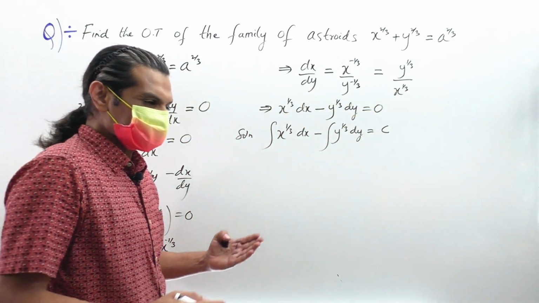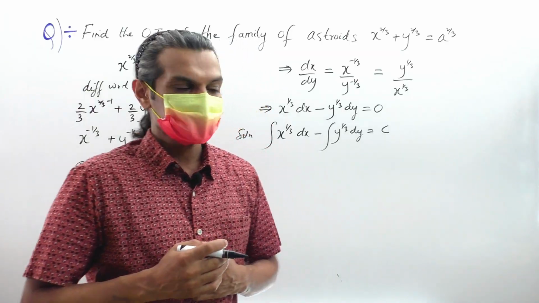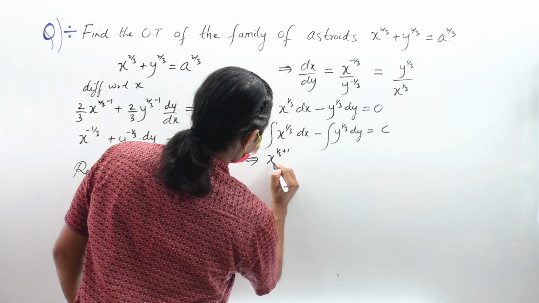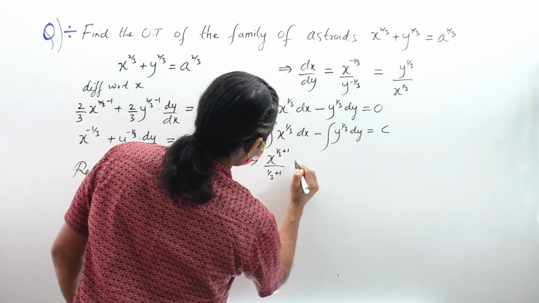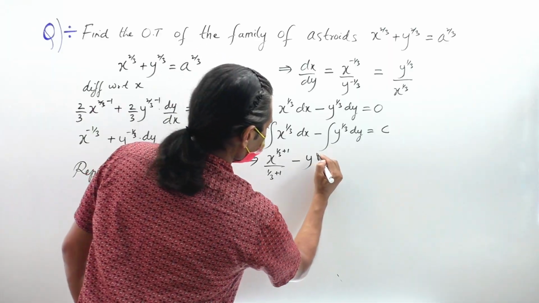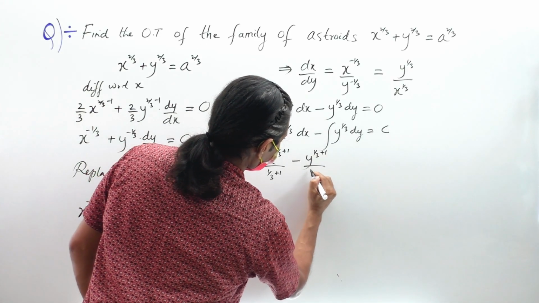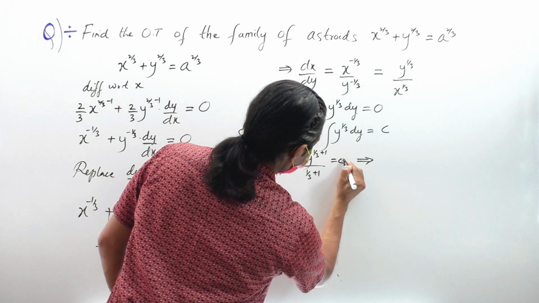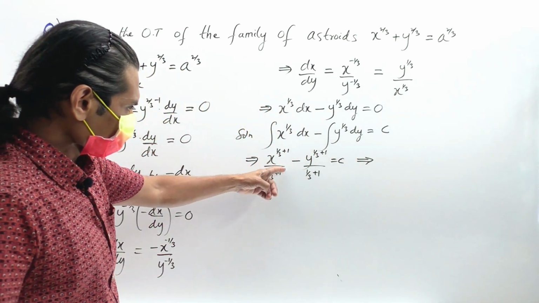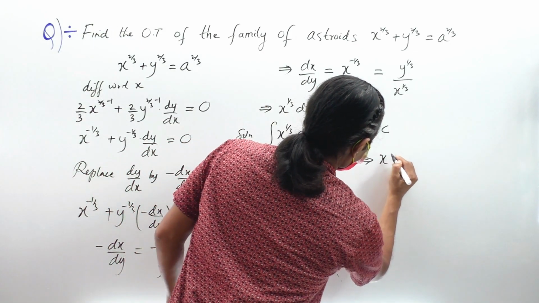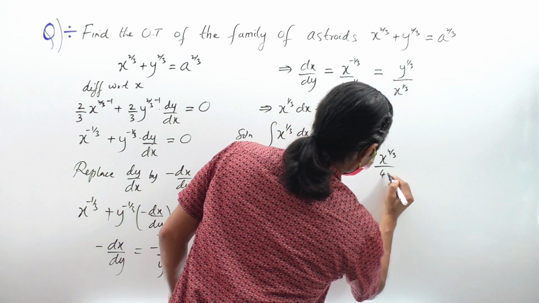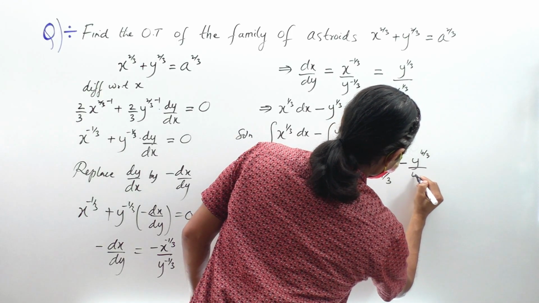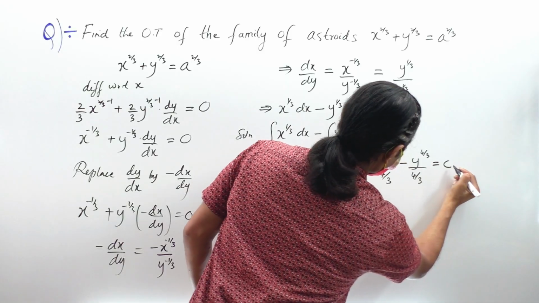Now as you know, integration of x raised to n is x raised to n plus 1 by n plus 1. So this will be x raised to 1 by 3 plus 1 upon 1 by 3 plus 1. I write each and every step, minus again y raised to 1 by 3 is y raised to 1 by 3 plus 1 upon 1 by 3 plus 1 equals c. Again, that implies 1 by 3 plus 1 is 4 by 3, x raised to 4 by 3 upon 4 by 3 minus y raised to 4 by 3 upon 4 by 3 equals c.